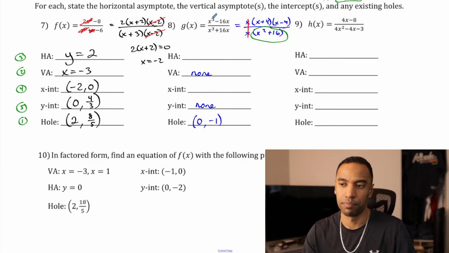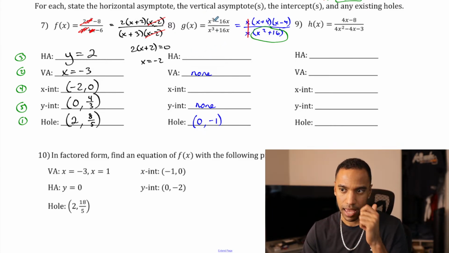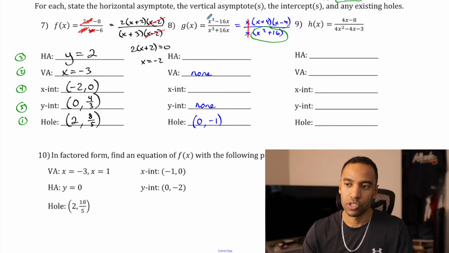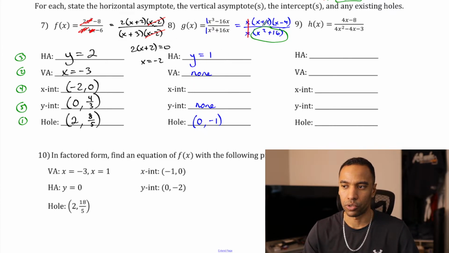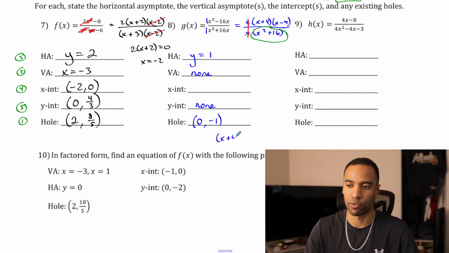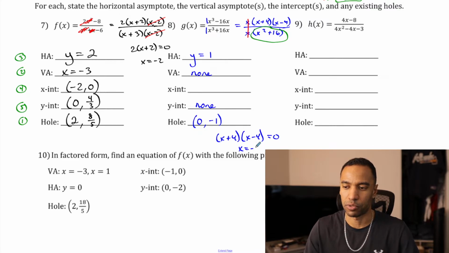Horizontal asymptote, there is one. Once again, there's a tie, x cubed and x cubed. So you divide 1 by 1 and you get 1. There's a horizontal asymptote at y equals 1. The x-intercept, we set y equal to 0. So you're looking at, when does this numerator, x plus 4 times x minus 4, equal 0. And of course, that would be x equals negative 4 and x equals positive 4. So there's an x-intercept at negative 4, 0 and positive 4, 0.